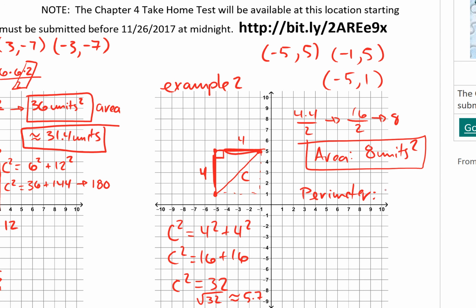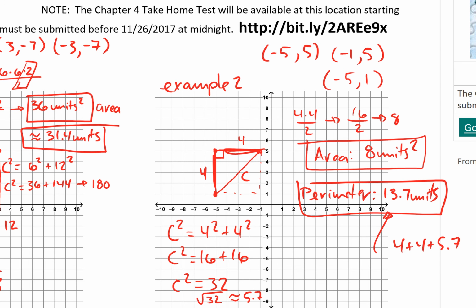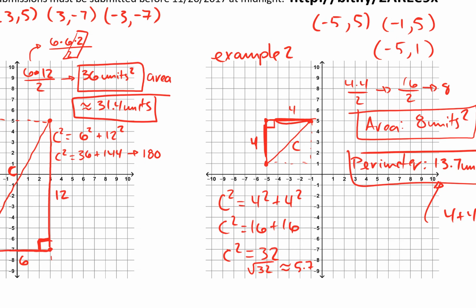So the perimeter is equal to 4 plus 4, which is 8, plus 5.7. So 8 plus 5.7, which is 13.7. And these are just units, they're not square units. Okay, and I might write this as 4 plus 4 plus 5.7, just in case the reader's wondering where that came from. So 13.7 units is our perimeter.